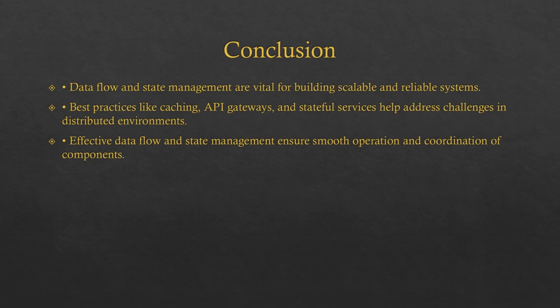In conclusion, managing data flow and state is crucial to the success of distributed systems. By using tools like caching, API gateways, and event driven architecture, we can handle complexity and build scalable, reliable systems. Proper data flow and state management ensure that services operate cohesively and efficiently, delivering a seamless user experience.